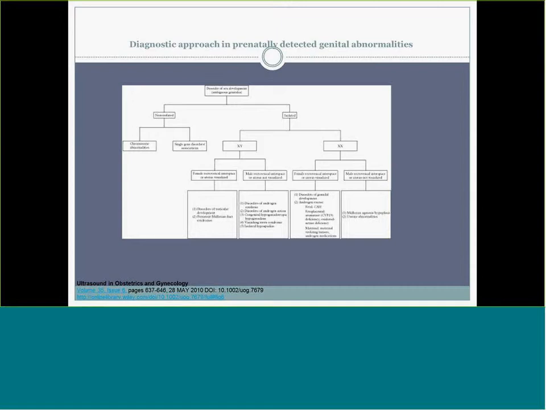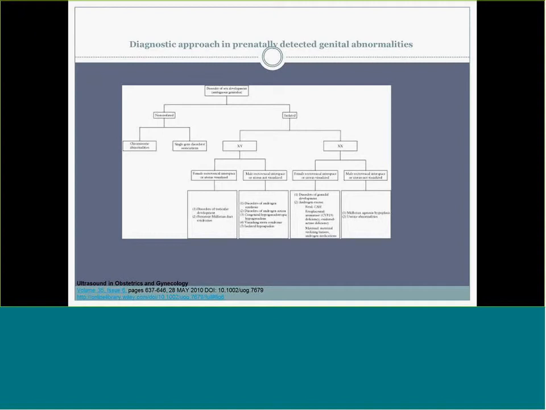I printed this paper, and it's right there. This is a great paper for you guys as radiologists to have. It's from the Toronto Sick Kids, and they came up with a very nice algorithm for how to approach these patients. If there are other anomalies, then you need to think of chromosomal anomalies and syndromes. If there are no other anomalies, then you want to know their chromosomal status. Are they XX or XY?